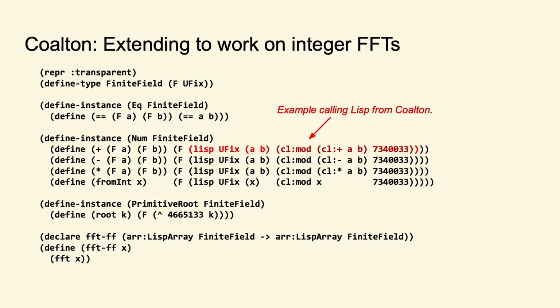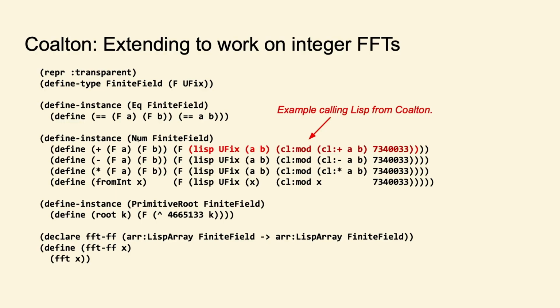Here's an example of Coalton. We're going to define a new type called finite field that has a constructor F here. So you give me a uffix, and I'm going to construct a finite field element out of it. I'm going to tell it how to compare for equality. That's just integer equality, no big deal. I'm going to tell Coalton how to treat this thing as a number, which in Coalton, similar to Haskell, you have to tell it how to add, subtract, multiply, and how you convert an arbitrary integer to this type.